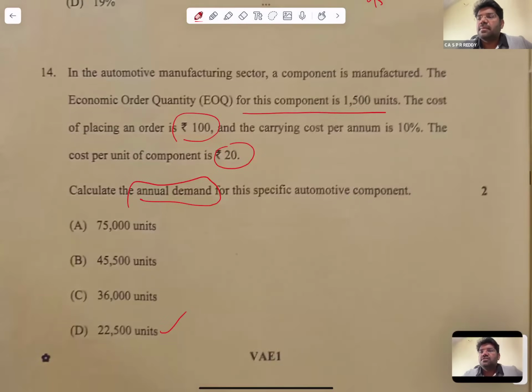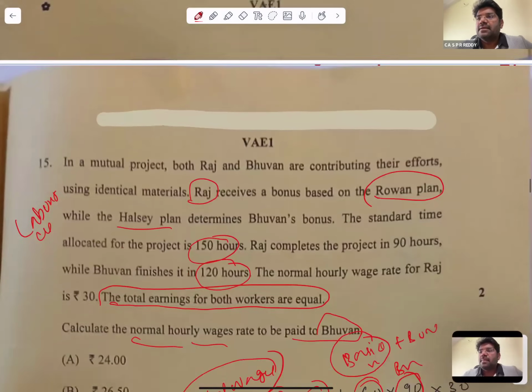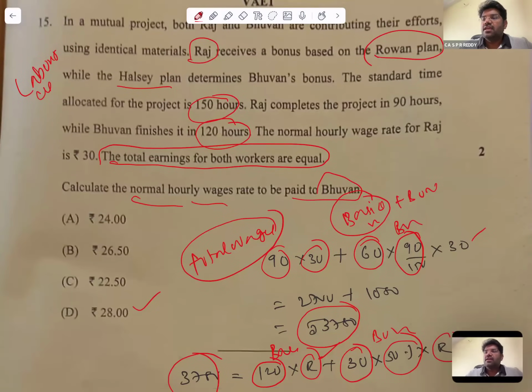So that's it, guys. This is only to confirm that whatever you have done is correct. Even if you have missed one or two, there is no issue. In descriptive questions, you can make it up. So all the best for your next exams.